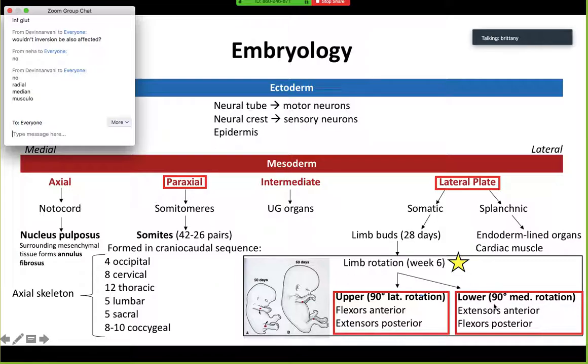So then the lower limb is going to rotate 90 degrees medially, and this is going to put the extensor compartment anteriorly and then the flexors posteriorly. So notice the difference here.